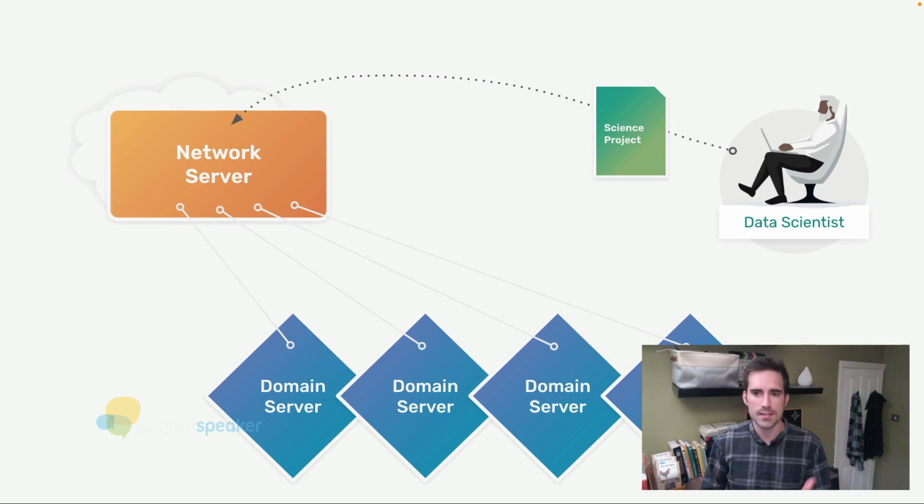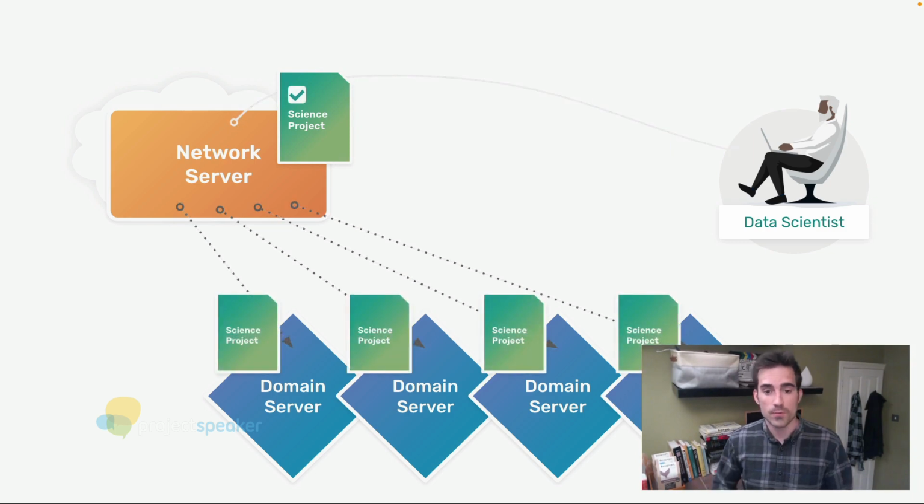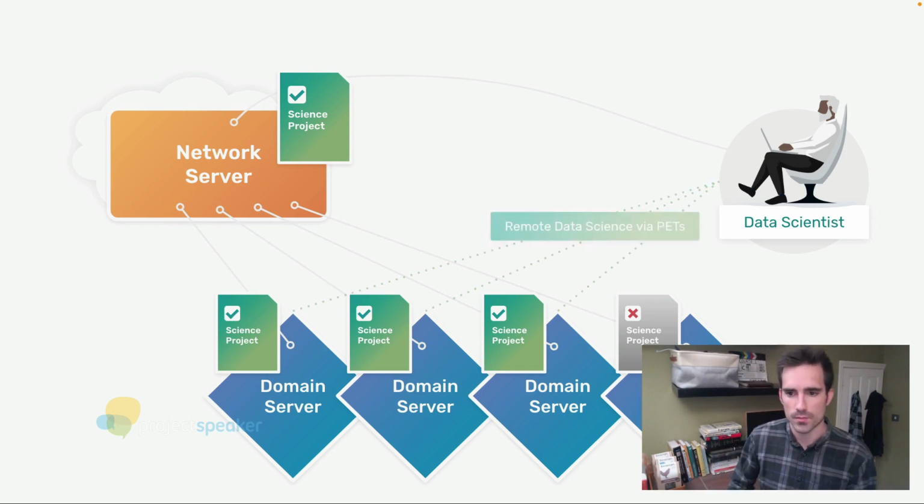So a data scientist has a science project, they submit it to the network server, and there's some level of review that happens at the network server. The network server forwards that to the subset of domains that are relevant for that project. Some of the domains approve the project, some don't, and this might happen via automatic approval because of some rules-based system, or there might be some manual checking. There's lots of flexibility in how this process can work.